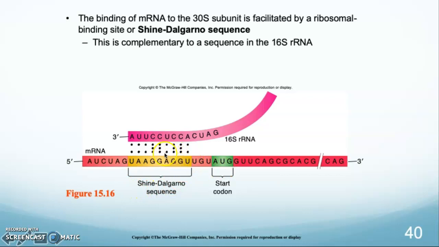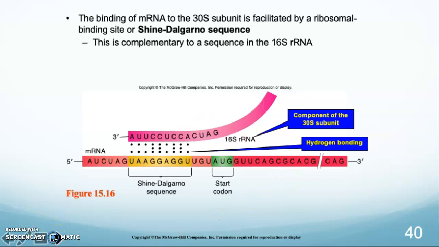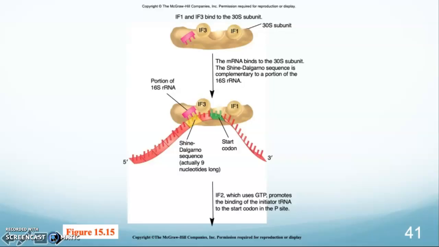This will actually have a complementary portion of our RNA in the 16S rRNA, which is the part of the smaller subunit, that is complementary. It's actually this binding here that will facilitate the start of translation as well. So we can see that this part of the rRNA, the ribosomal RNA, is actually part of the 30S subunit, so the smaller subunit, and we will get some hydrogen bonding here, which actually attaches our mRNA to one of our subunits of our ribosome.